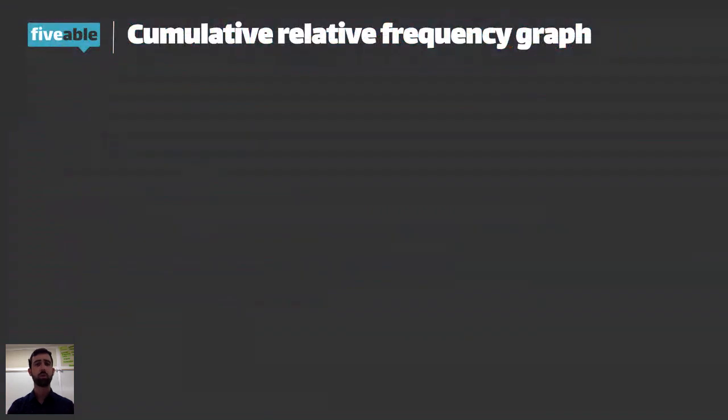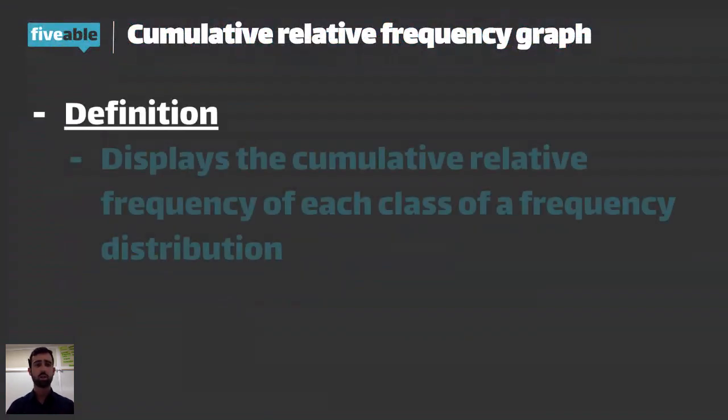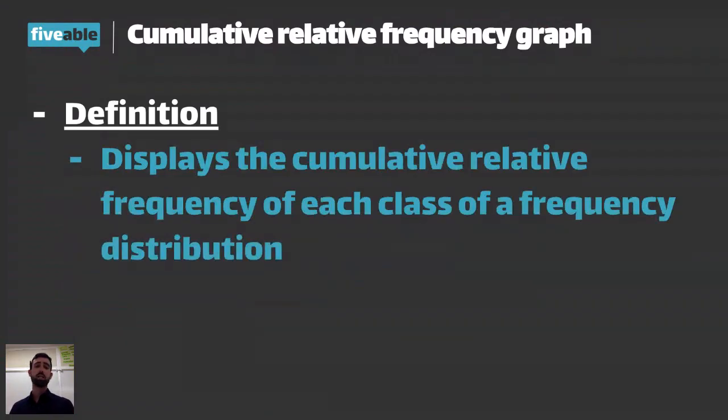All right. So cumulative relative frequency graphs. Here's the straight definition of them. It displays the cumulative relative frequency of each class of a frequency distribution. That's great. That's nice to know. But until we actually see it in practice, it doesn't make a whole lot of sense to students, I find. So let's use an example.